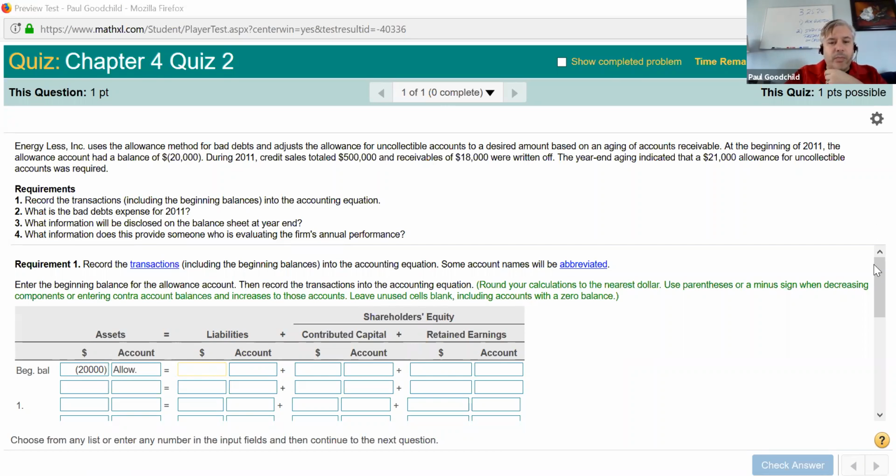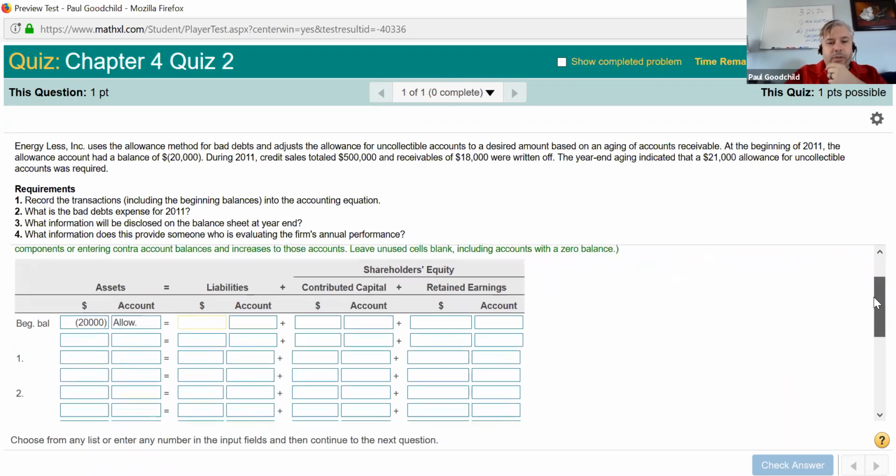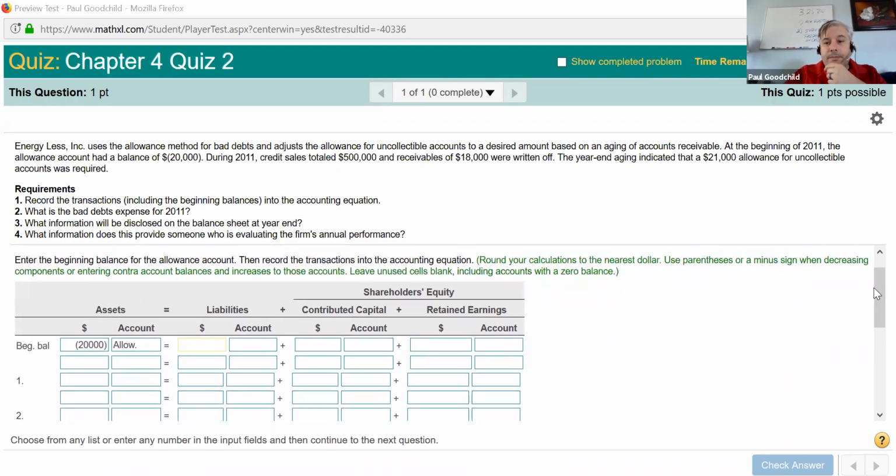Okay, I don't see any other beginning balances given. And so we have to jump down to the transactions. And so it says enter the beginning balance for the allowance account, then record the transactions in the accounting equation, round your answers to the nearest dollar, use parentheses when entering contra account balances or increases to those accounts, leave unused cells blank, including accounts with a zero balance.